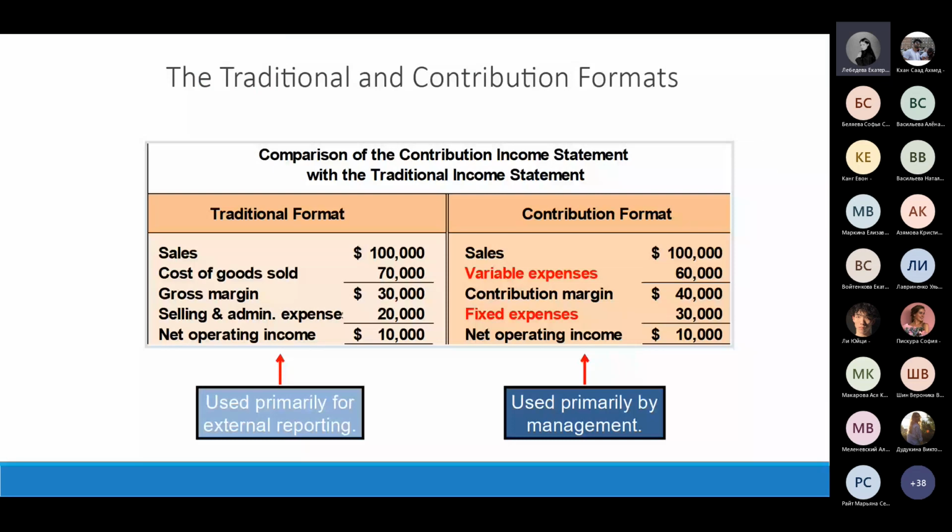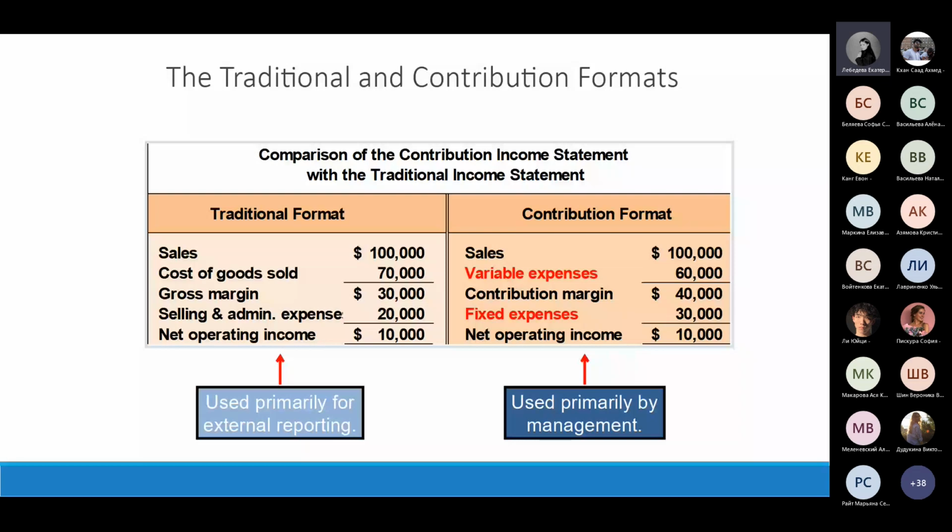I think it is already clear from the first practical session that here we have to calculate not a gross margin, but the contribution margin, which is the difference between sales and variable expenses. Of course, our traditional and contribution formats could provide the same net operating income because it's reported. And it is an actual value of our net operating income, but still the split of expenses is a bit different.